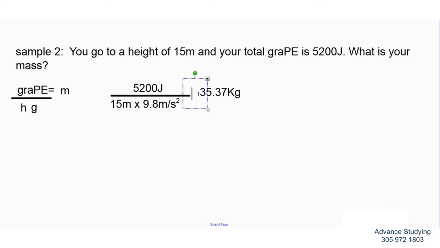So this is what I get. When I plug in 5200 joules over 15 times 9.8, I end up with 35.37 kilograms because I am looking for mass. Good. I hope this helps you out.